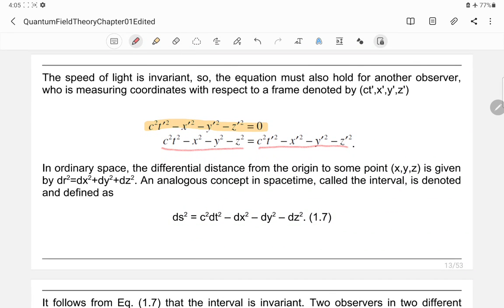In ordinary space, the differential distance from one origin to some point x, y, z is given by this one. An analogous concept in space-time, or in relativity, we call an interval, and that is defined by this one here. So you have 4 components of an interval.